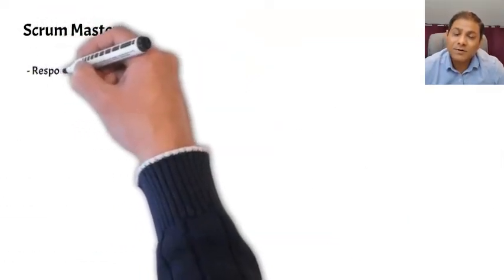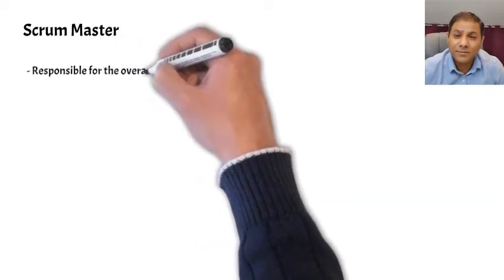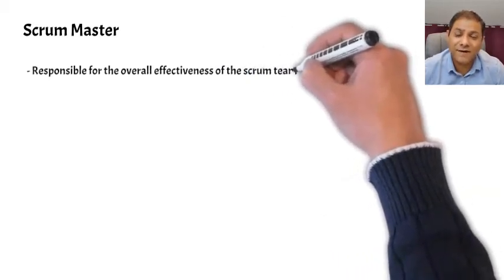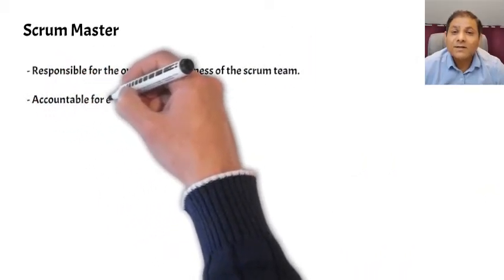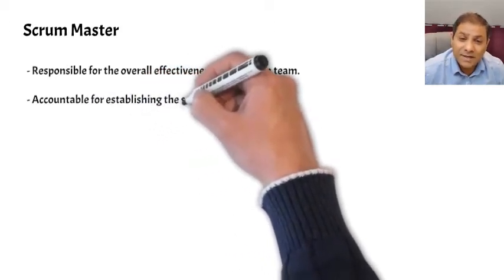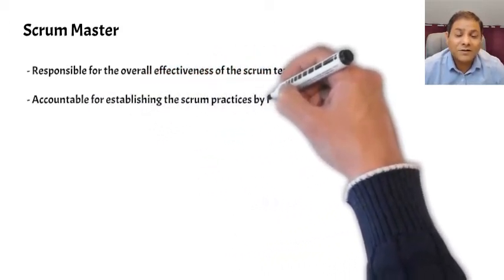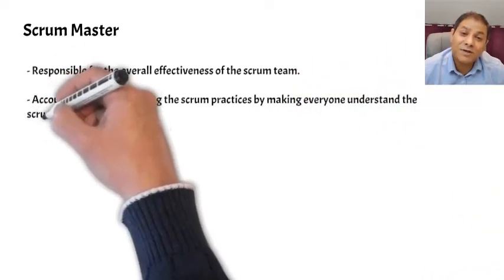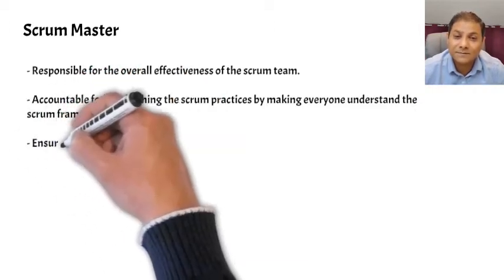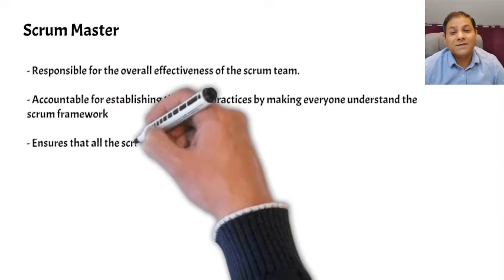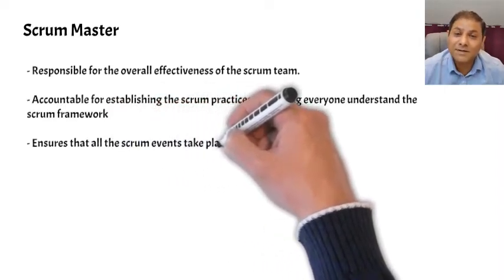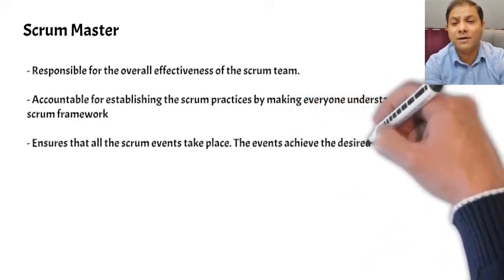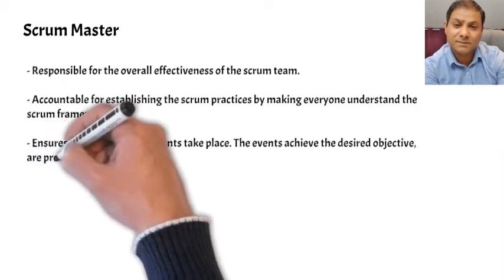The Scrum Master is responsible for the overall effectiveness of the Scrum team. And a Scrum Master does that by making sure everyone understands the Scrum framework. The Scrum Master ensures that all the events are taking place and those events are achieving the desired results. To be productive, effective, and efficient, they are time-boxed. A Scrum Master helps removing the hurdles or impediments to the progress. Scrum Master also coaches the team and helps them becoming self-managed and self-disciplined.